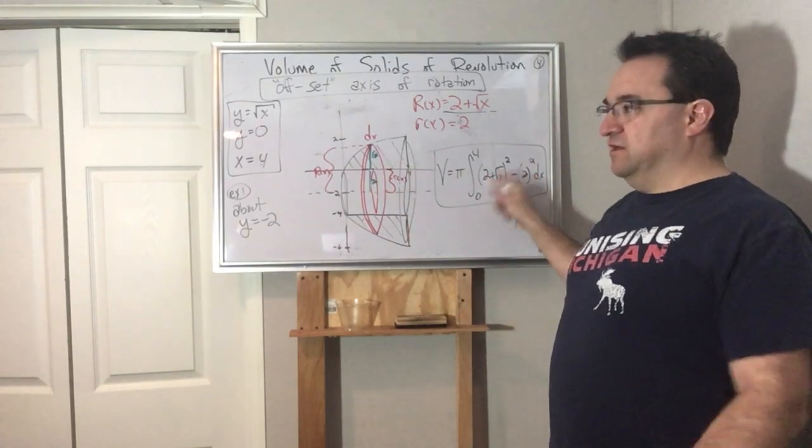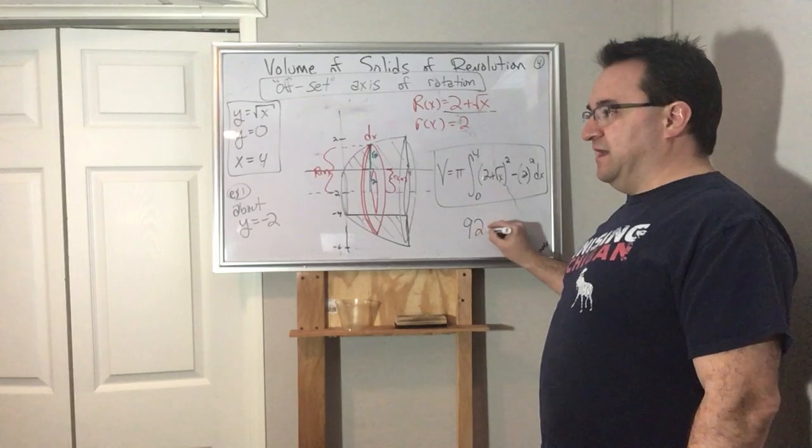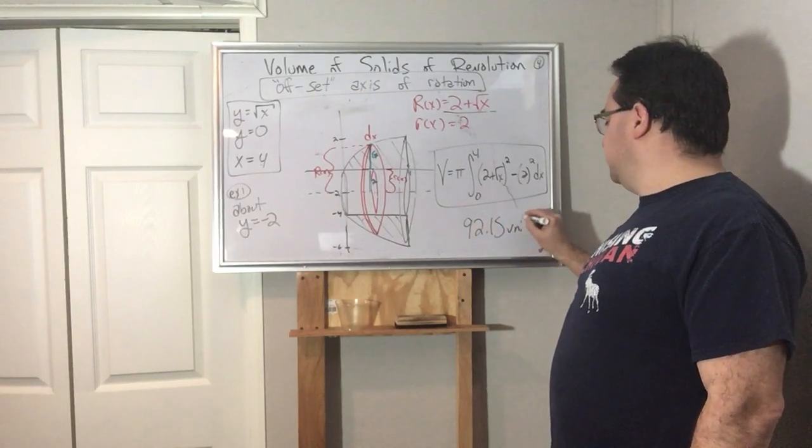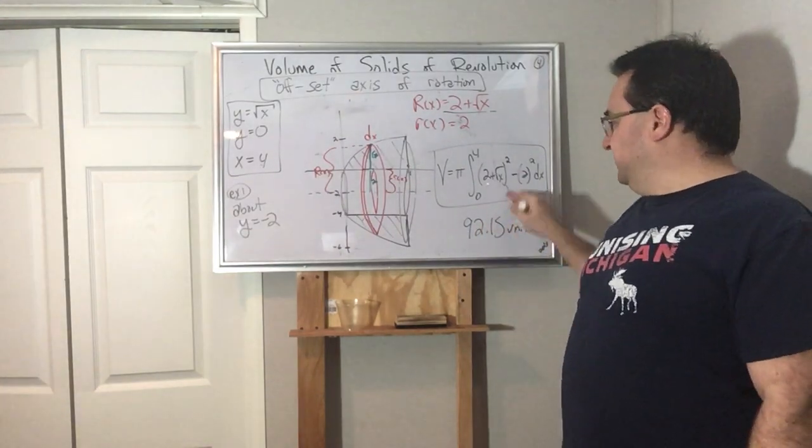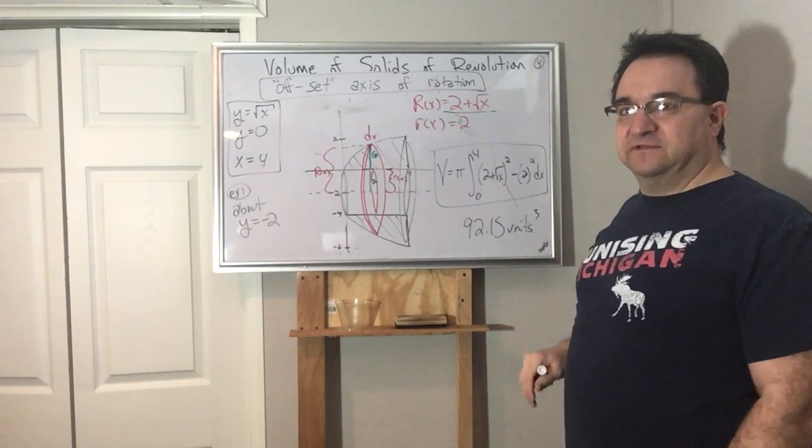Once you get this, all you've got to do is punch it in your calculator. I got 92 and change units cubed. But this is the hard work. This is the heavy lifting.